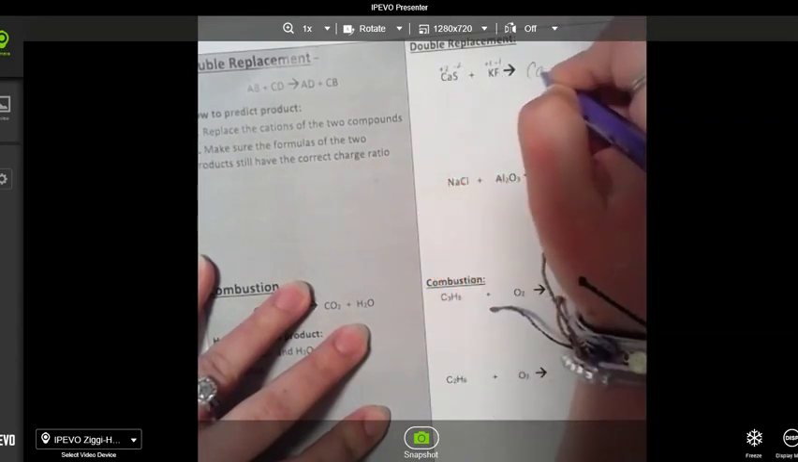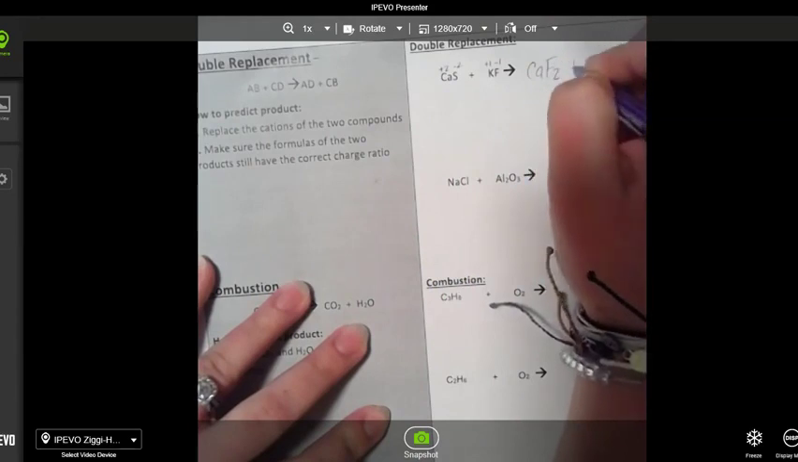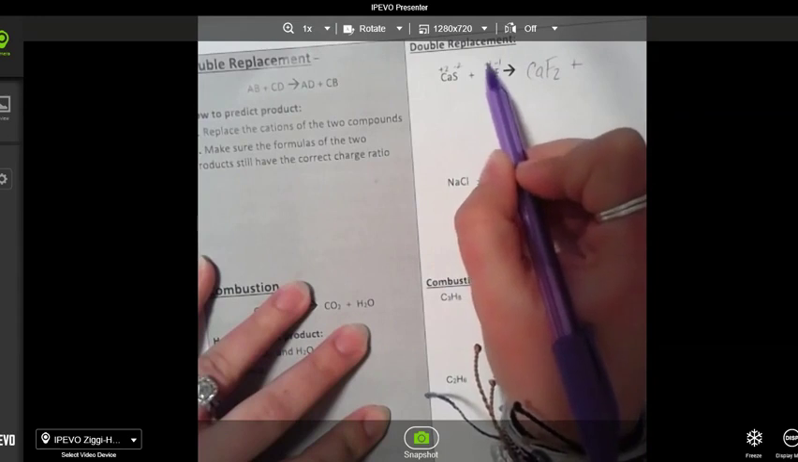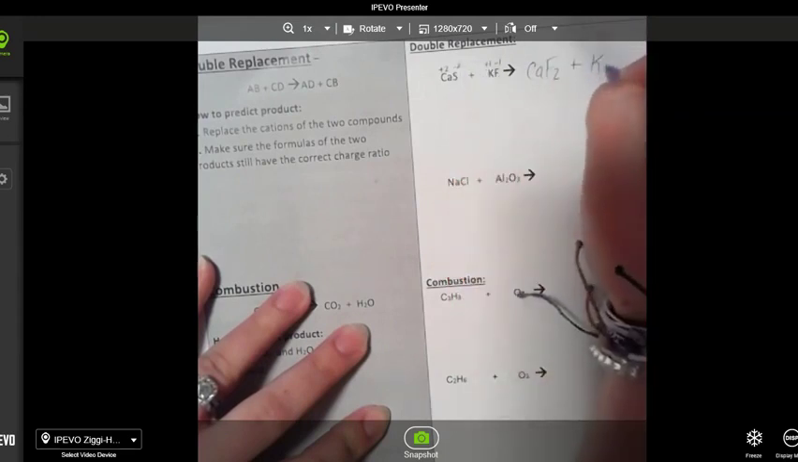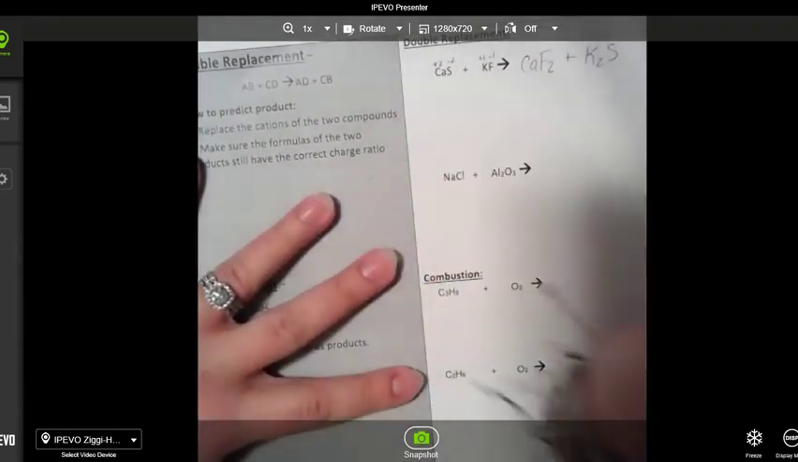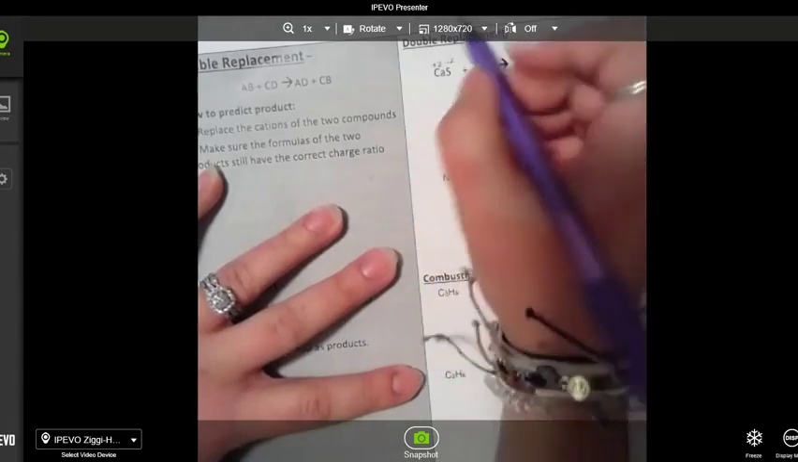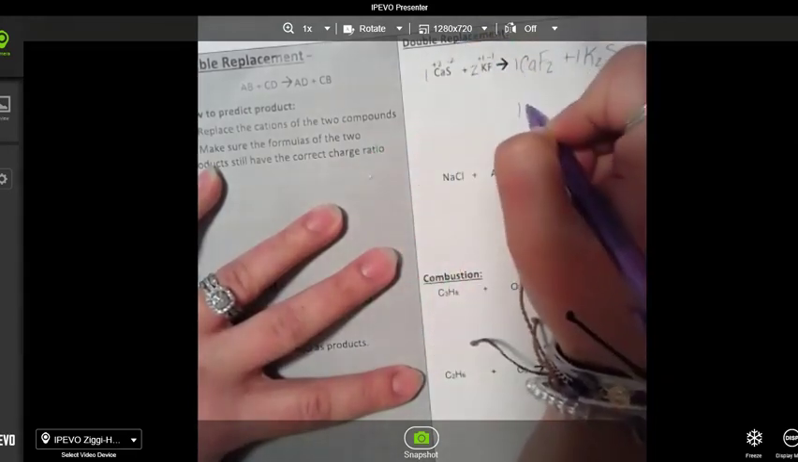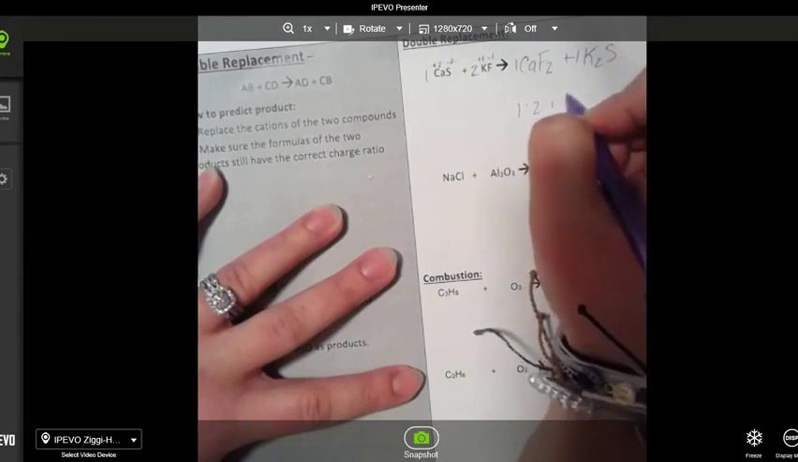So I'll get CaF2 plus K is going to end up with S. So that means I'm going to need 2 Ks, 1 S. So I'll have K2S. And then I'm going to need to balance. So if you were to do your inventory and balance, you would find that you'd have a 1, a 2, a 1, and a 1. So your final ratio would be 1, 2, 1, 1.